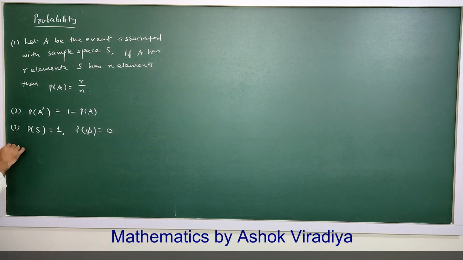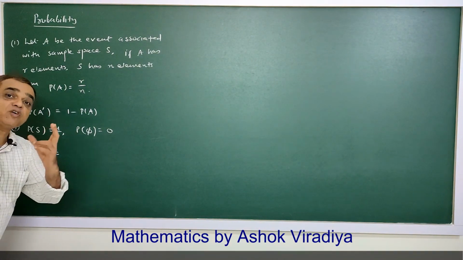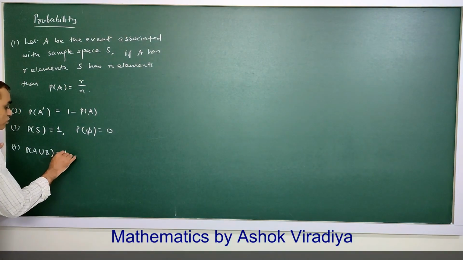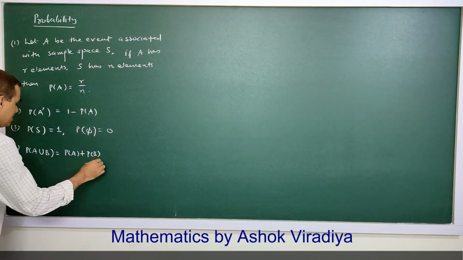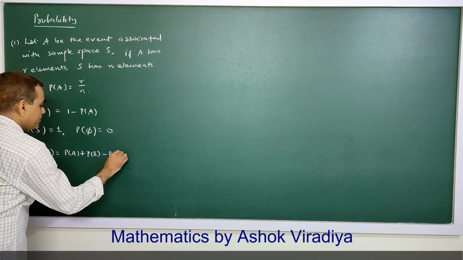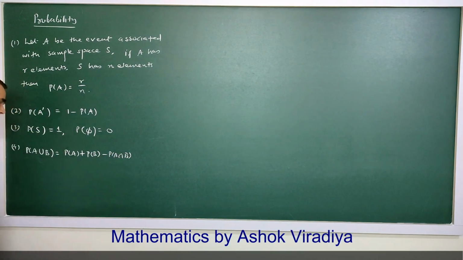Then probability of A union B, probability of union of two events, is equal to probability of A plus probability of B minus probability of A intersection B. So that is the probability of union of two events.